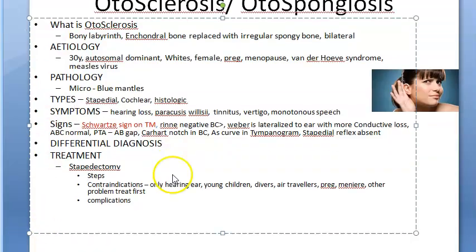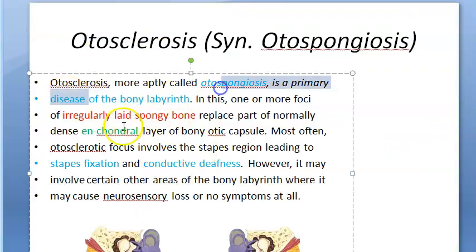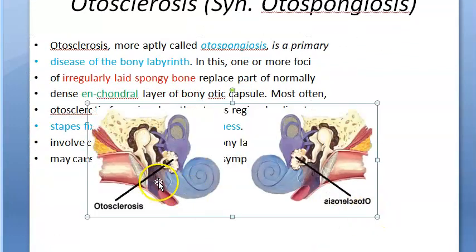Do you remember? So we saw what otosclerosis is. It is a disease of the bony labyrinth. Basically the enchondral layer of the bony otic capsule is replaced with spongy bone. So there can be stapes fixation or conductive deafness. It's a bilateral condition. Here you can see how there is spongy bone around this stapes footplate, right? So it's a disease of the bony labyrinth.